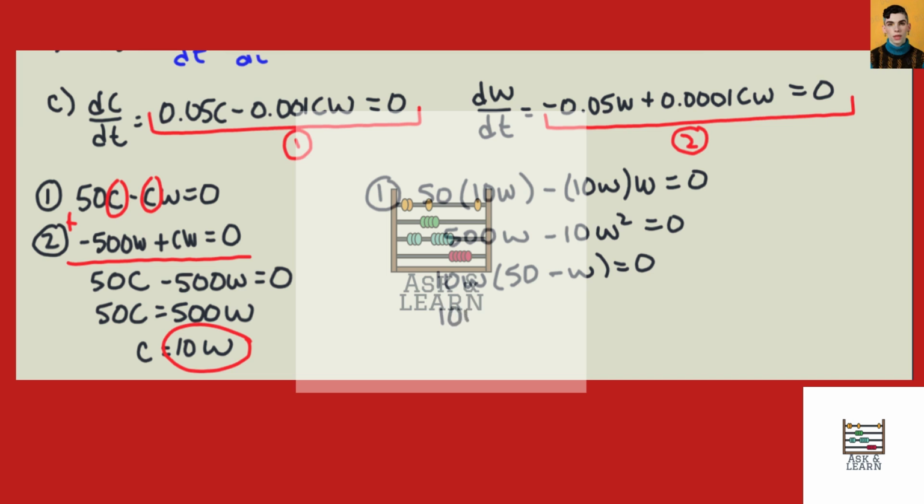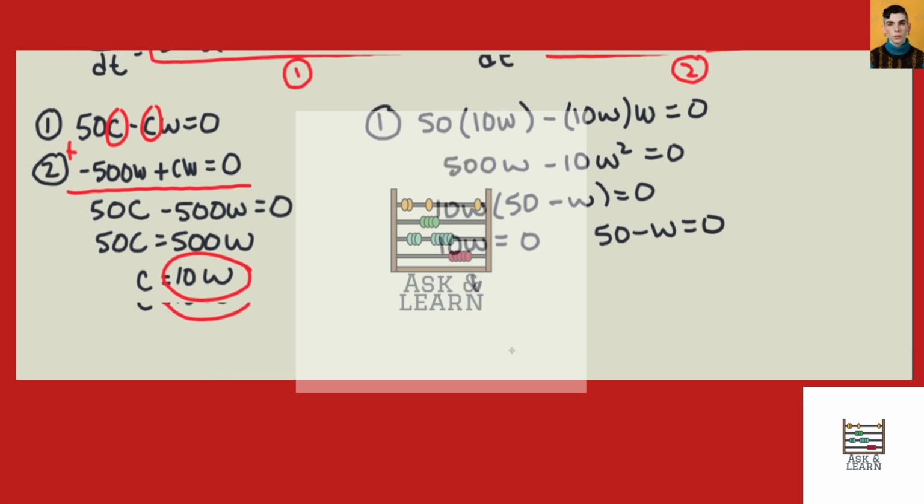So then set each of those equal to 0, and we get 10W equals 0, and 50 minus W equals 0. Let's solve each of those and see what we get. For the first one, we get W equals 0, and for the second one, we get W equals 50. So that's telling us there are two ways to have stable populations. One way is if we have no wolves, and the other way is if we have 50 wolves.